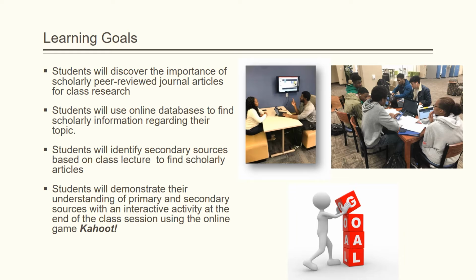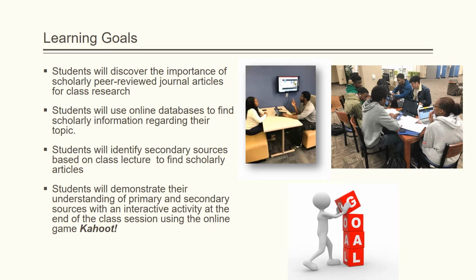So let's look at some of our learning goals for today. You will discover the importance of scholarly peer-reviewed journal articles for class research. You would use online databases to find scholarly information regarding your topic. Now today, because of the lack of time, we will just use Academic Search Complete. So I will give a demonstration about using Academic Search Complete, but the same process I use to find Academic Search Complete from my library, you will use the same process when you research on your own.